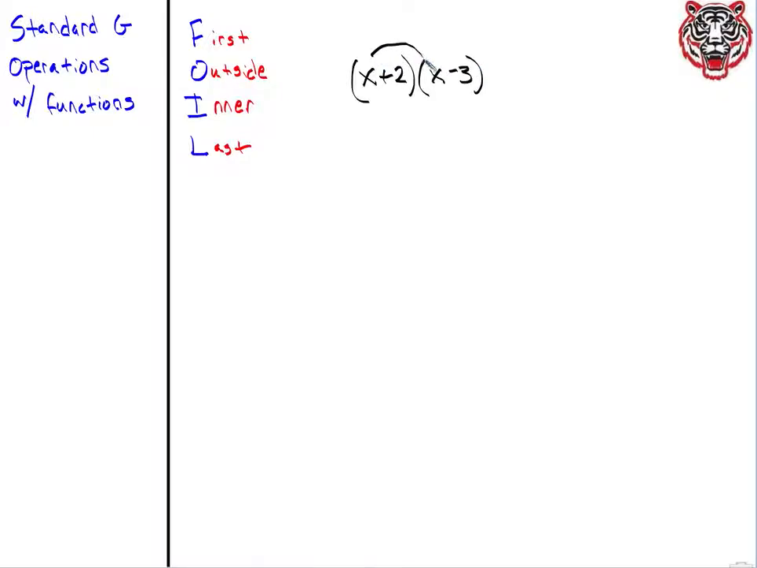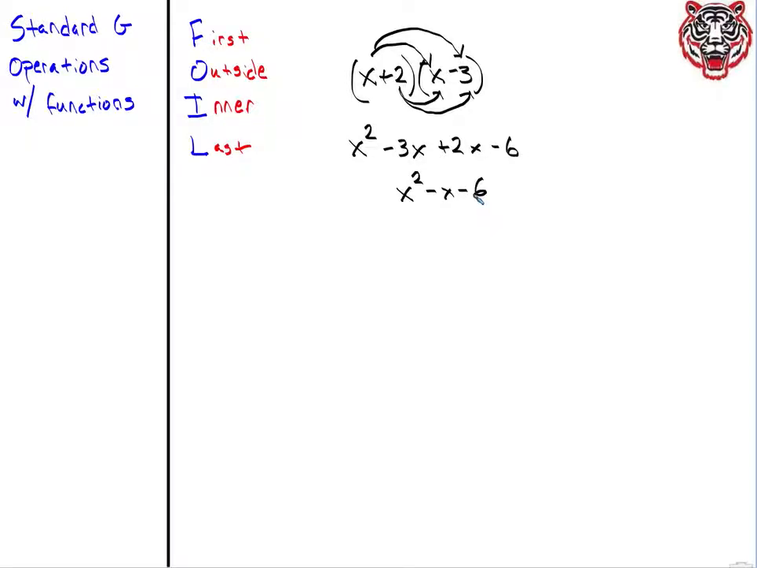First means x times x, the first and the first get multiplied to become x squared. And then you do the outside. So outside is going to be the x times the negative 3, which is a negative 3x. And then inner, the two insides, 2 times x is plus 2x. And last is the 2 times negative 3, which is a negative 6. Combining like terms, this gives us x squared minus x minus 6.